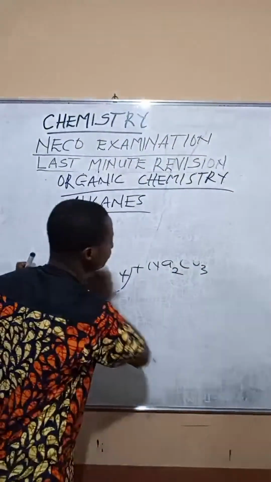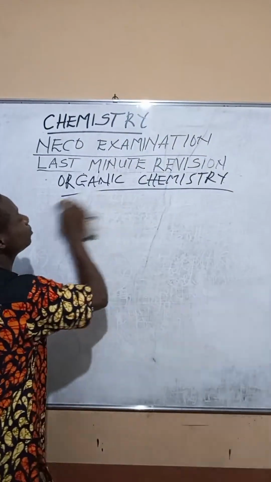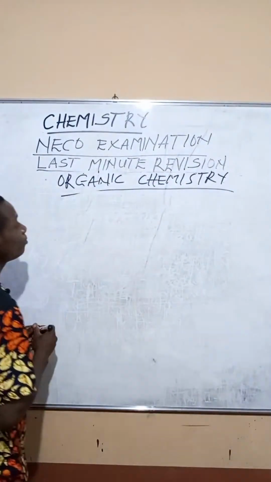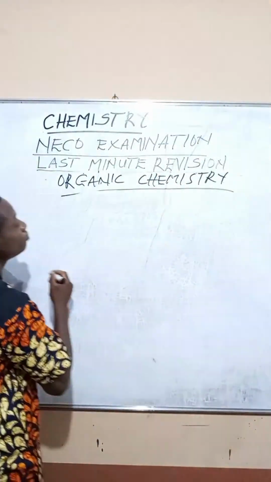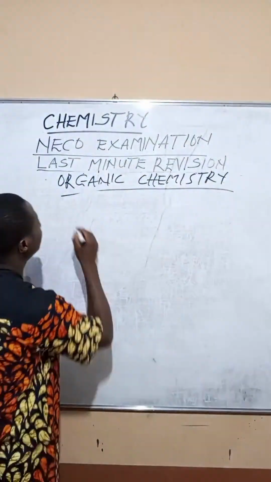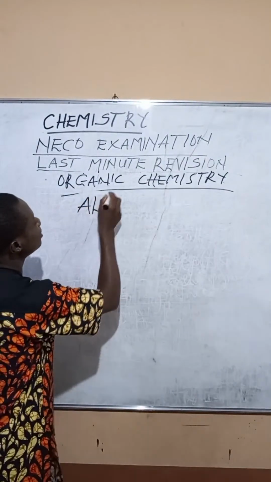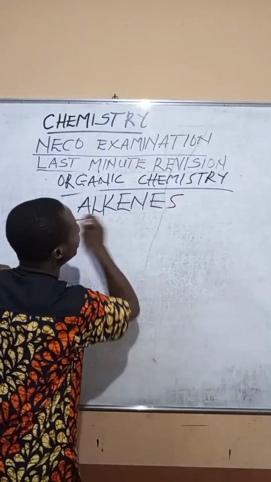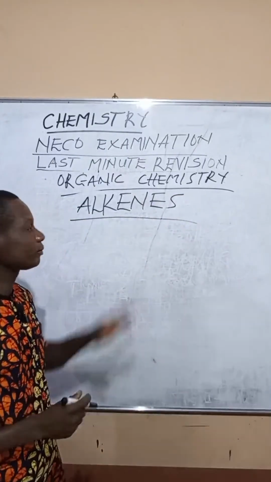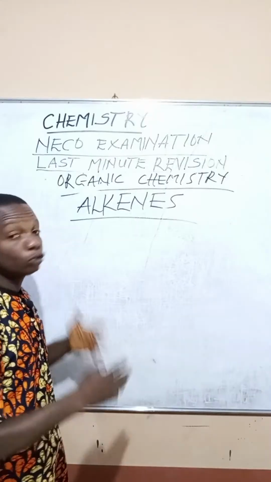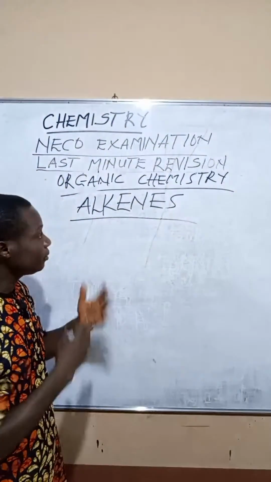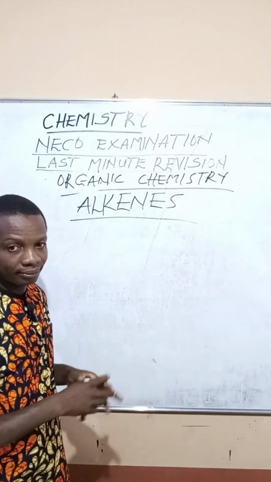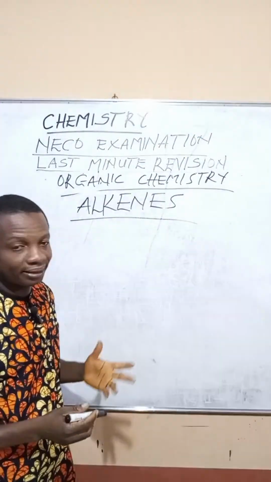Then we'll proceed to alkenes. Remember, alkanes have single bonds, so they are saturated. But alkenes are not saturated, okay? They are unsaturated. They have double bonds, so they can decolorize bromine water. Yes, because they are unsaturated, right?